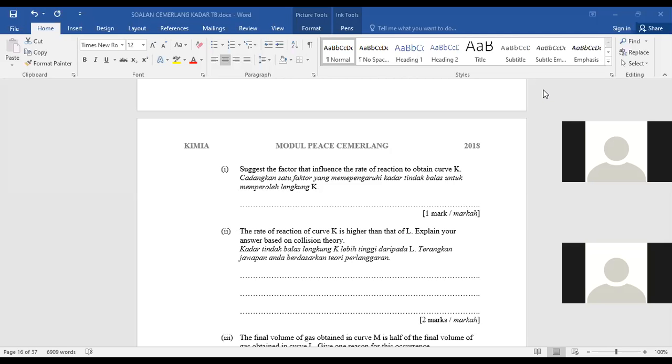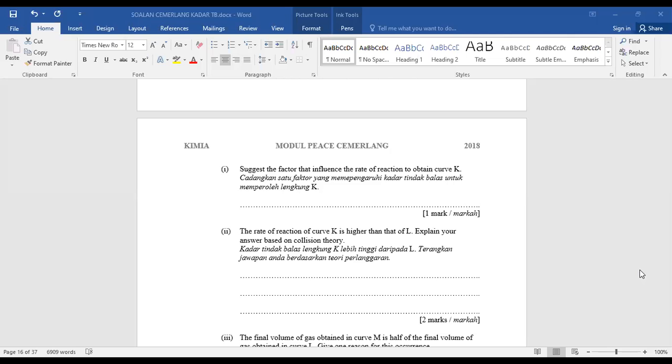If we are talking about the temperature, what will be the keywords? Kinetic energy. Yes, kinetic energy of who? Of particles. Yes, so for curve K, the kinetic energy of particles is higher. Or you can say the kinetic energy of particles in reaction K is higher than L. Follow? Okay, now next part.